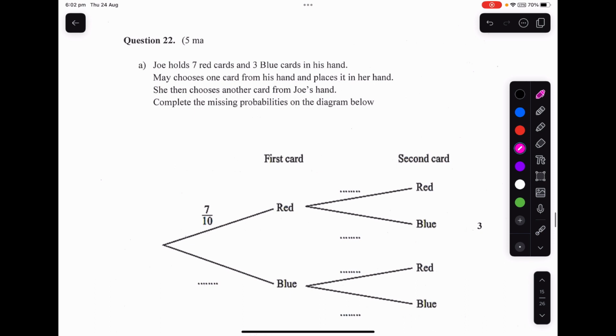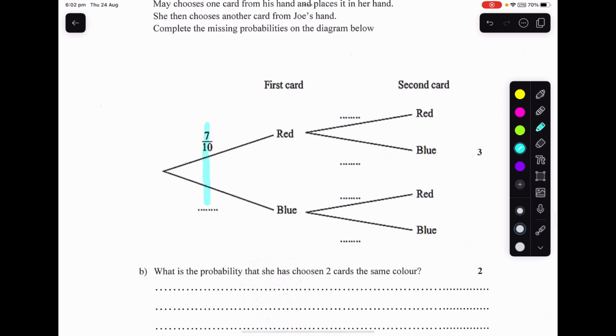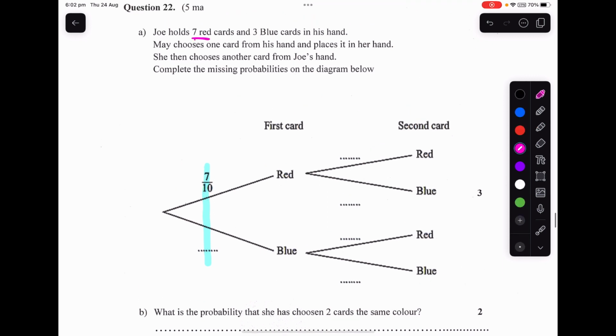Okay, question 22. Joe holds 7 red cards and 3 blue cards in his hand. May chooses one card from his hand and places it in her hand. She then chooses another card from Joe's hand. Complete the missing probabilities on the diagram below. Well, remember that our probabilities on each branch have to add to 1. So here, he's got 7 red cards and 3 blue cards, so we have 10 cards altogether. So 10 is going to be on the bottom the first time: 7 red, 3 blue. We're just filling those out and they have to equal 1.